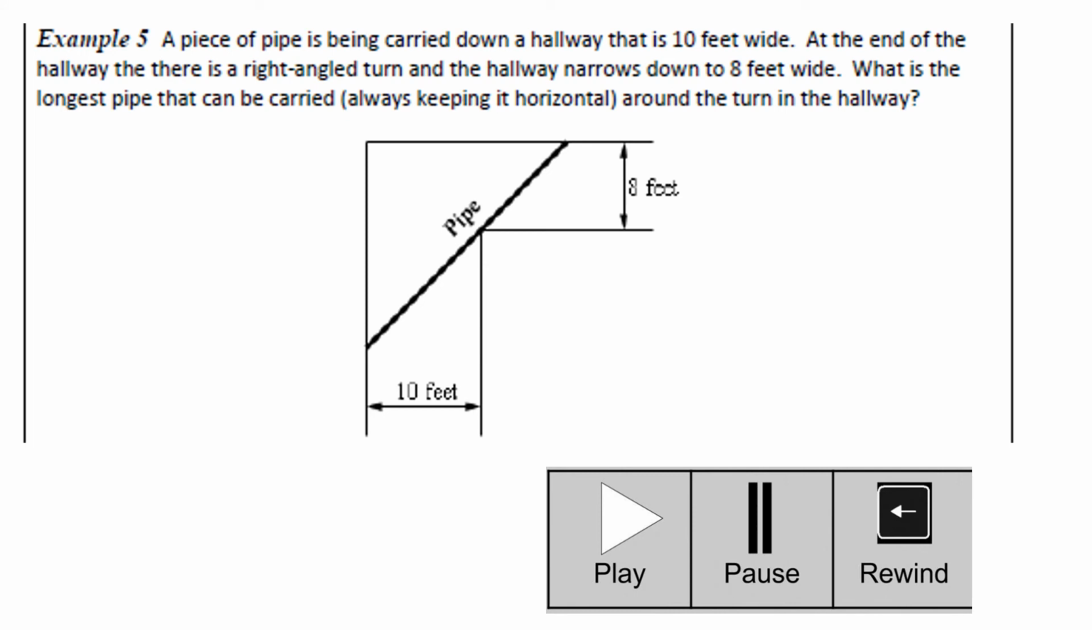Let's look at another more complicated example. A piece of pipe is being carried down a hall that is 10 feet wide. At the end of the hall, there's a right angle turn, and the hallway narrows down to 8 feet. What is the longest pipe that can be carried, always keeping it horizontal, around the turn in the hallway? And so that's going to be the problem.